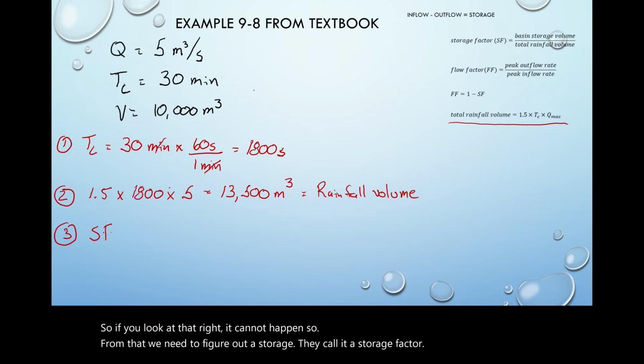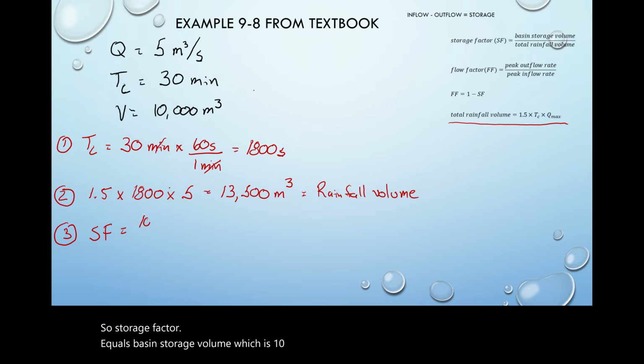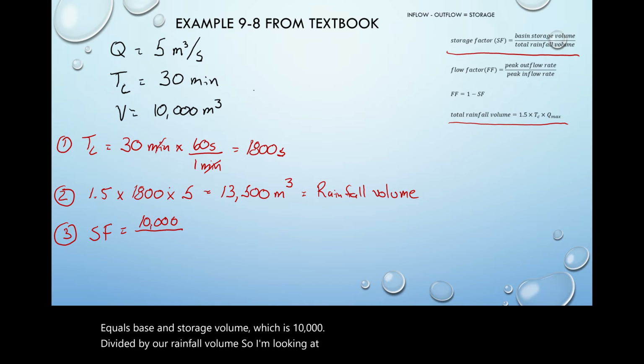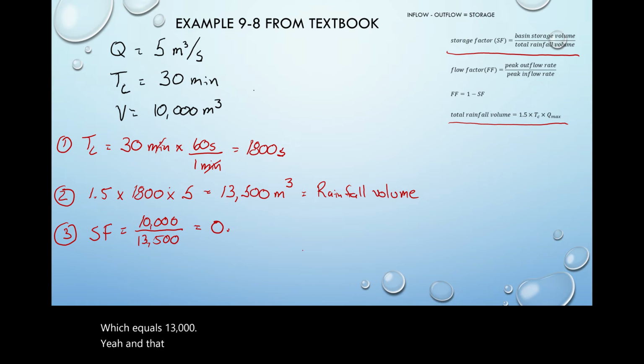So storage factor equals basin storage volume, which is 10,000, divided by our rainfall volume. I'm looking at this equation right up there, which equals 13,500. Okay, and that is 0.74. It's a ratio.